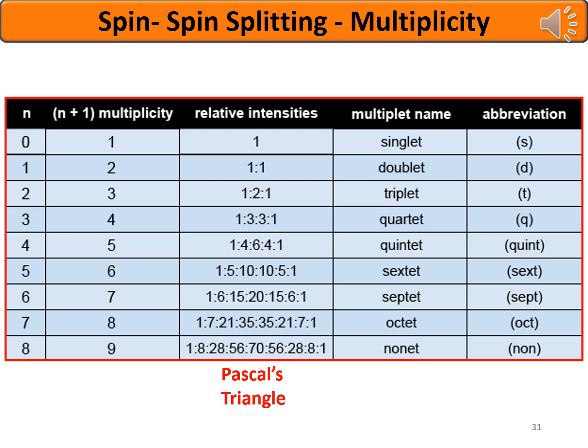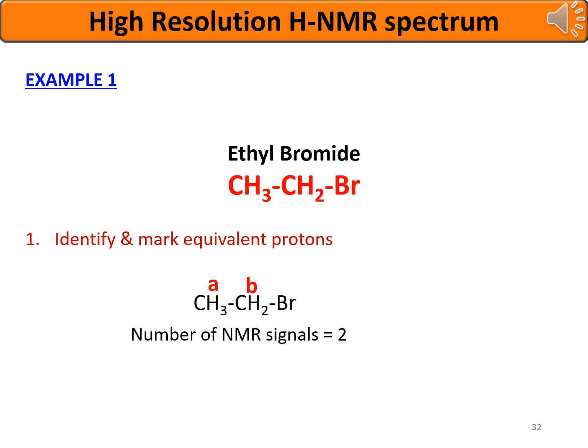If the multiplicity is 1, we observe a singlet peak in the NMR spectrum, and if the multiplicity is 2, the relative intensities of the multiplet will be 1:1, and it is known as a doublet. If the multiplicity is 3, the intensities will be 1:2:1, and it is known as a triplet. If the multiplicity is 4, the relative intensities will be in the ratio 1:3:3:1, and it is known as a quartet, and so on. So these are some of the examples to draw the high resolution HNMR spectrum.